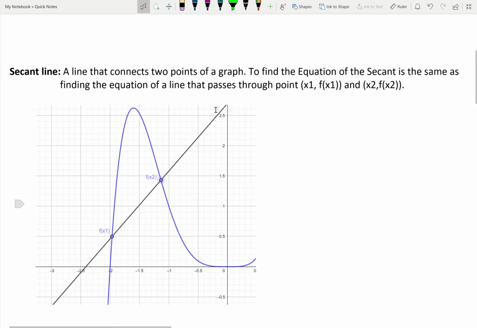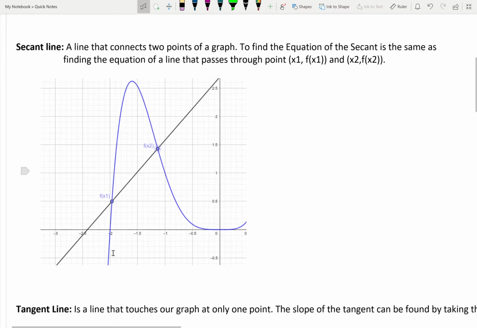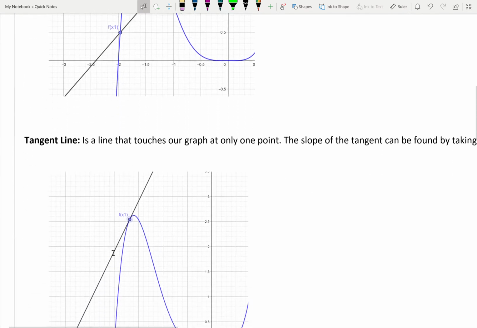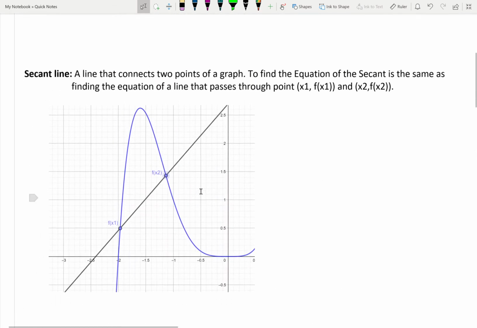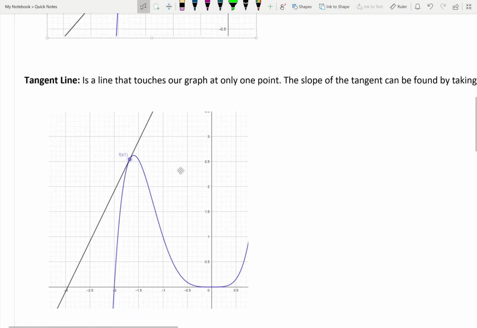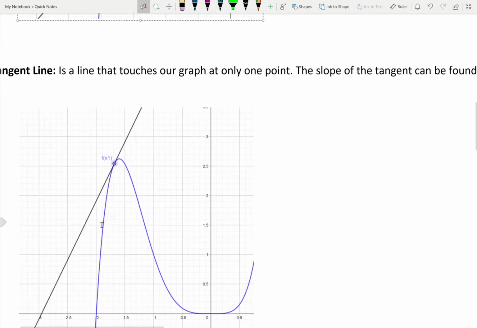What is the difference between a secant line and a tangent line? A tangent line touches the curve only at 1 point. It looks something like this. It's a tangent line and it touches the curve only at 1 point. For a secant line, how do you find the slope? We just do our normal slope equation, rise over run. To find the slope of a tangent line to a curve, we have to take the derivative. So let's do part A, finding the secant line first.